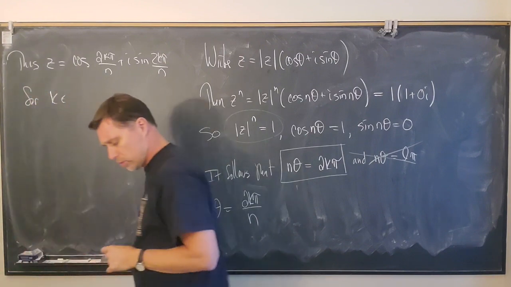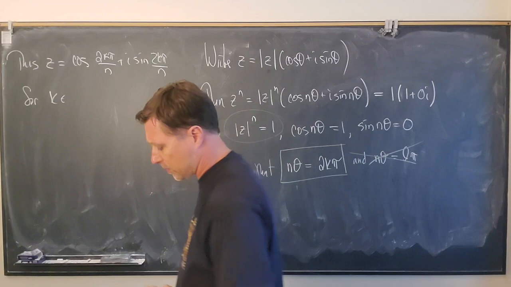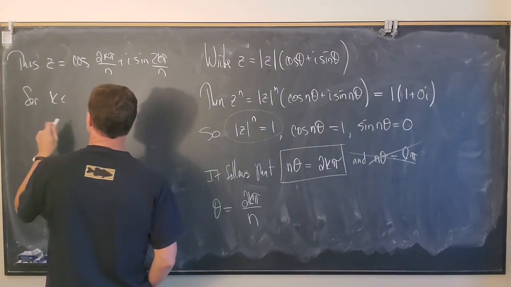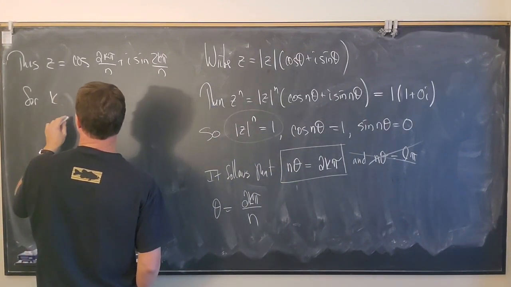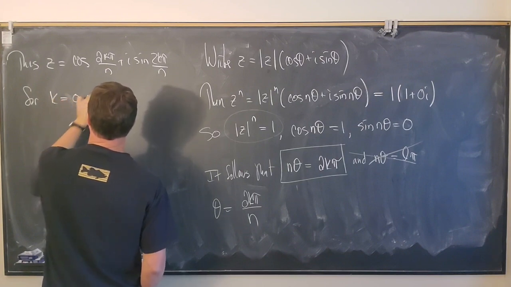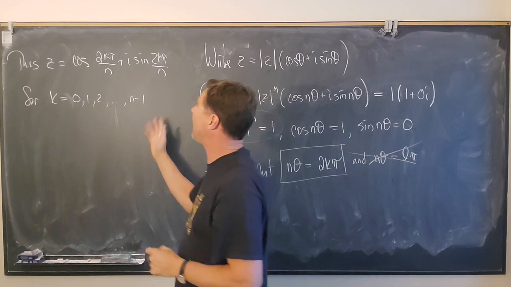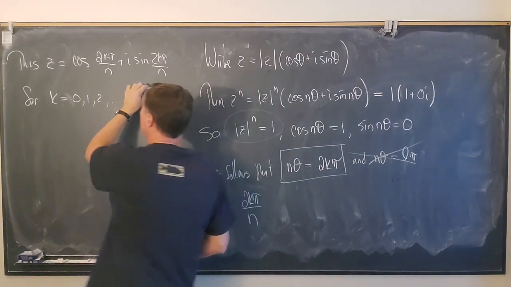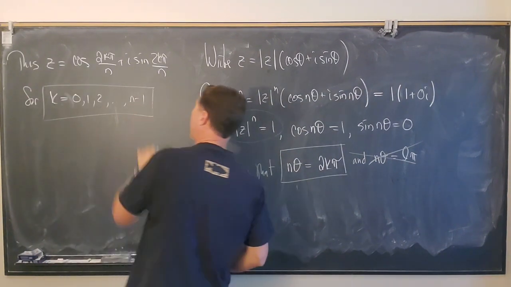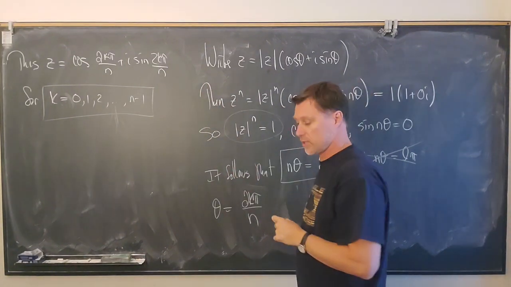Now, what is k going to be? Well, officially k needs to be an integer, but it's really k equal to 0, 1, 2, all the way up to n minus 1. Once you get back to n, it's going to repeat itself. So this collection of values for k gives us all possible solutions to that equation.